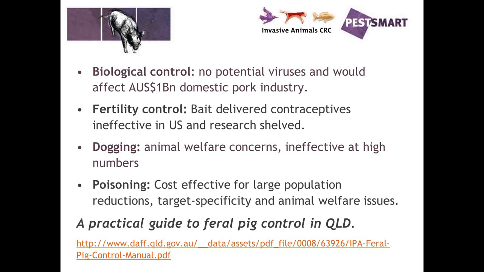So then we've got biological control, which is another one, but there are significant risks to the domestic pork industry, which is worth like $1 billion in Australia. So it's really not a possibility at this point in time, because things that would affect feral pigs would also affect domestic. Fertility control has been looked at, but at the moment there are no bait-delivered contraceptives available. People are still looking into it at the moment, but in the US that's been shelved.